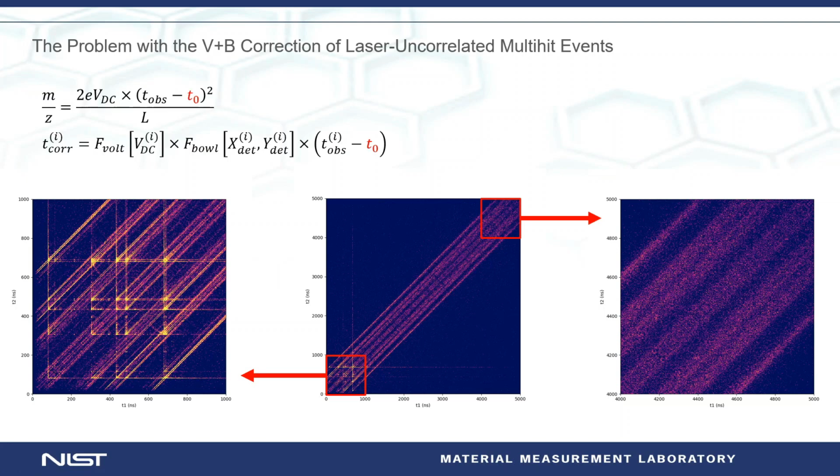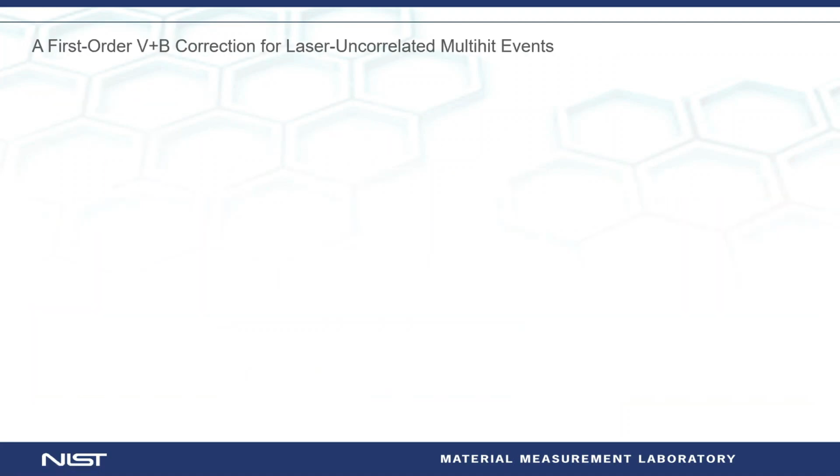What's happening here? What we eventually figured out was it's an issue of time zero. Time zero is simply not well defined for these events that are uncorrelated to the laser. That's a problem because the voltage and bowl correction need this T0 corrected time. When you use the wrong time, you actually uncorrect the data, you deteriorate the data. For example, at 5 microseconds, you're applying roughly 10 times more voltage and bowl than you should be. So the question is, can we do better?